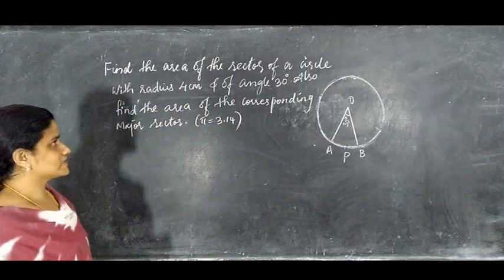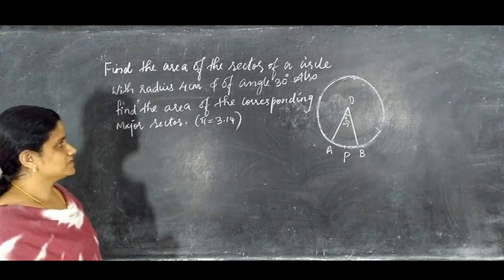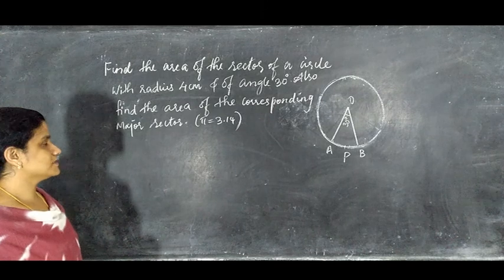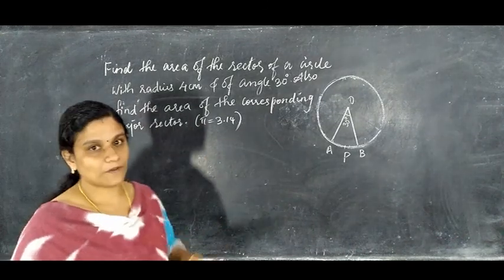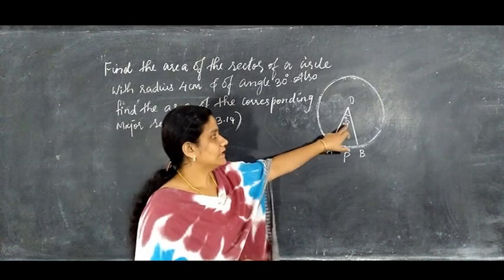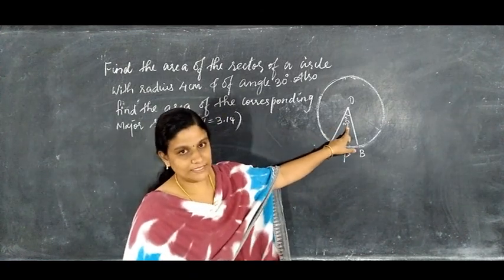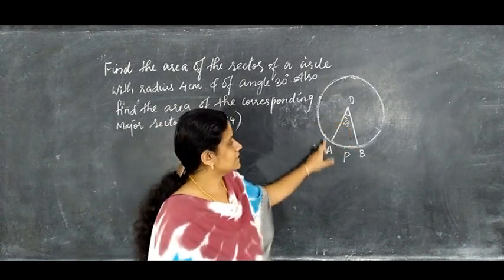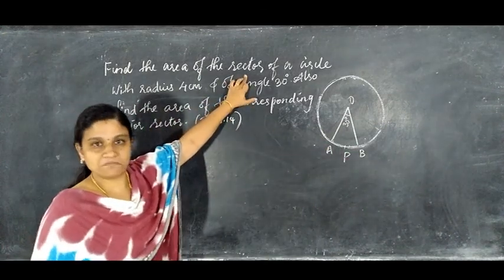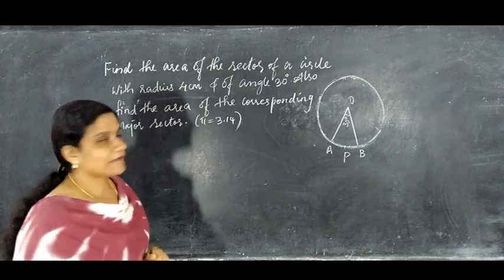Find the area of a sector of a circle with radius 4 cm and of angle 30 degrees. Also find the area of the corresponding major sector and use pi is equal to 3.14. So this is the question given to us. Here theta is equal to 30 degrees and this is the minor sector. Here they have simply given a sector, as I told you, which means minor sector. So here you have to find the area.